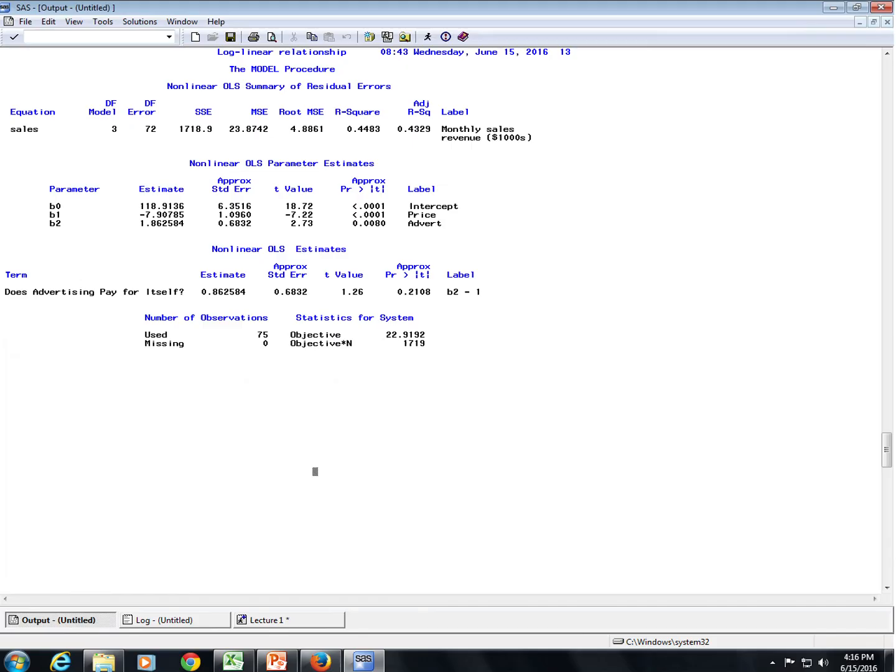Our point estimate is more than 1, but if we were to make a confidence interval, that confidence interval would include 1. That is, the lower portion of it would be less than 1. We're 95% confident that that coefficient is somewhere between something a little less than 1 and probably something a little bit more than 2.